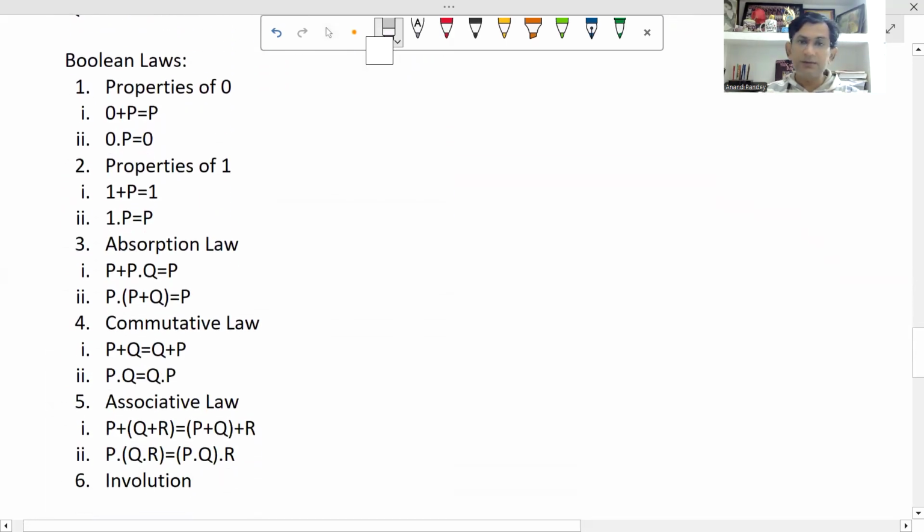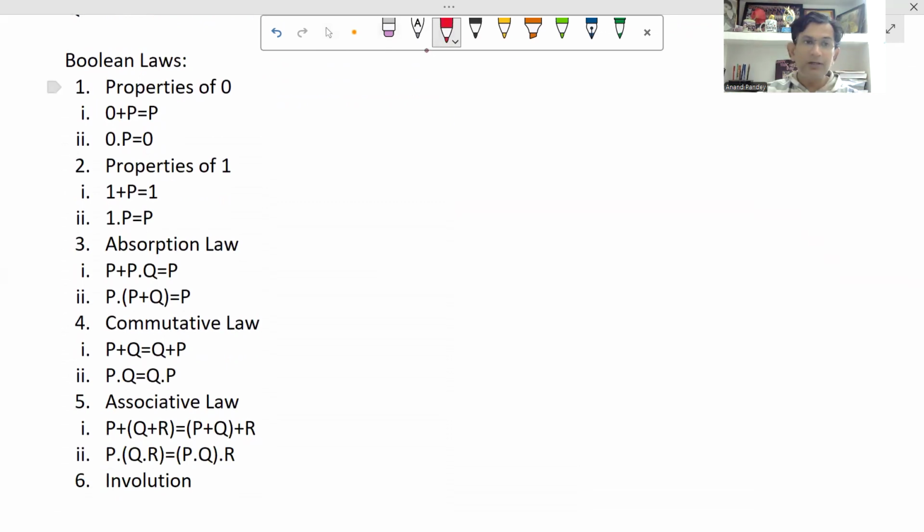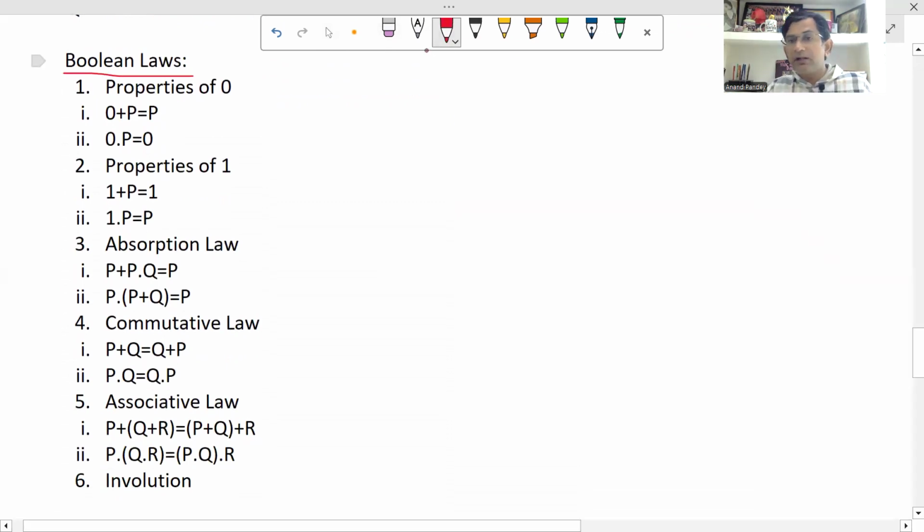Now, students, I am coming to the next topic, Boolean laws. In Boolean algebra, there are about 12 Boolean laws, and these laws are very important for this topic. You must remember them. Otherwise, a few of the questions you will not be able to solve if you do not remember these Boolean laws.